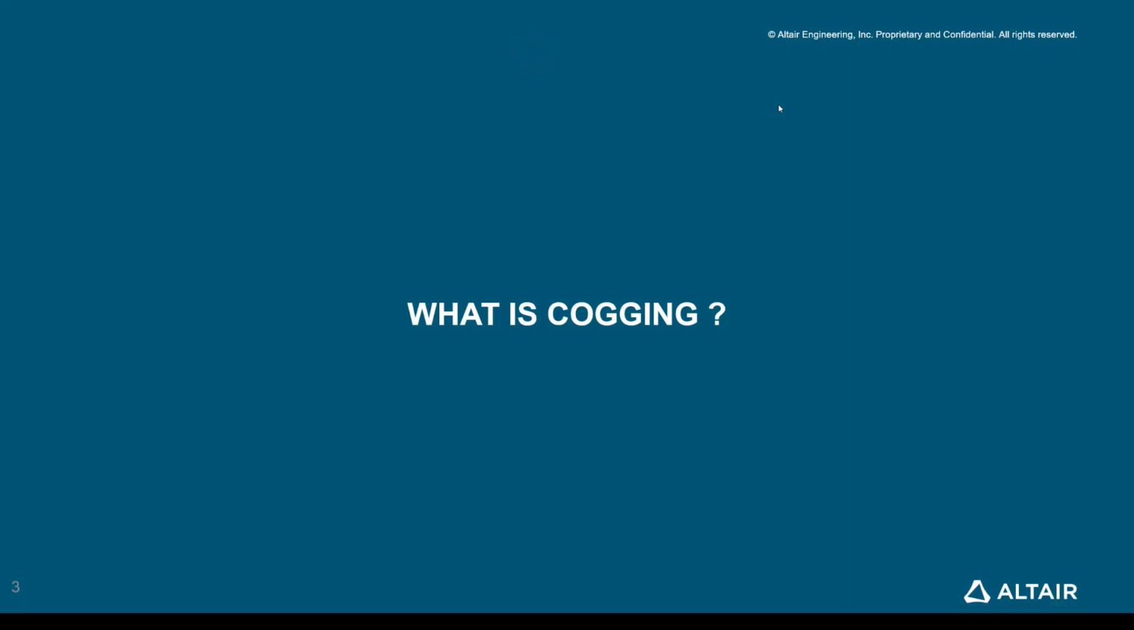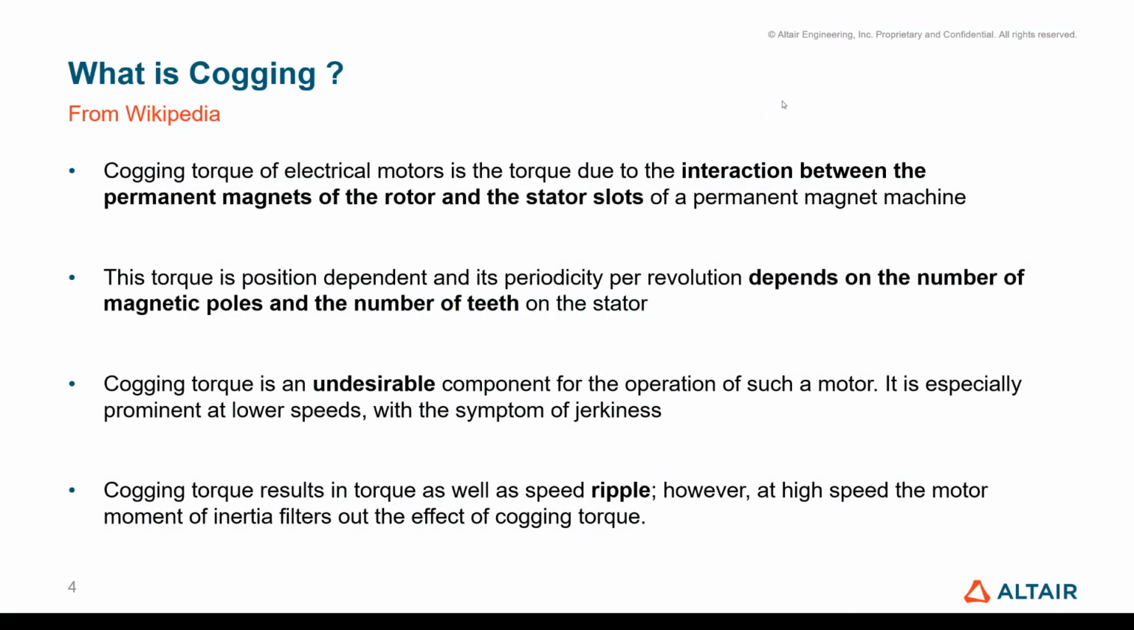So first, what is the cogging torque? To give you a definition, basically went to Wikipedia, and this is what Wikipedia says. The cogging torque is mostly the torque due to the interaction between the magnets and the stator slots or stator teeth, depending how you see it, in a permanent magnet machine. So this torque is really dependent only on the number of magnetic poles and number of teeth.